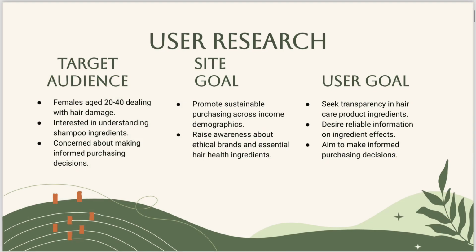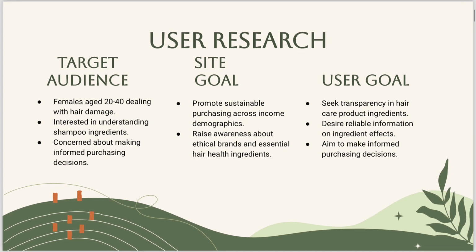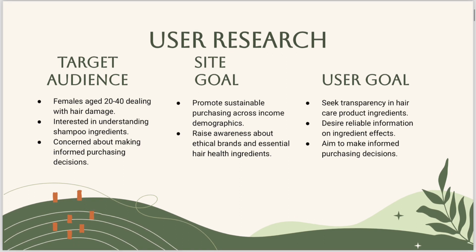The target audience for my webpage is 20 to 40-year-old females that are concerned about hair damage and seeking sustainable hair care solutions. They value transparency in product ingredients and aim to make informed decisions about their purchase. The user research revealed that transparency and ease of navigation are paramount for users. They appreciate unbiased reviews and visually appealing content. However, affordability remains a concern, as sustainable products can often come with a higher price tag.